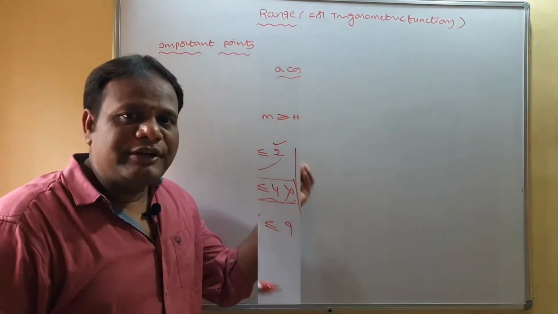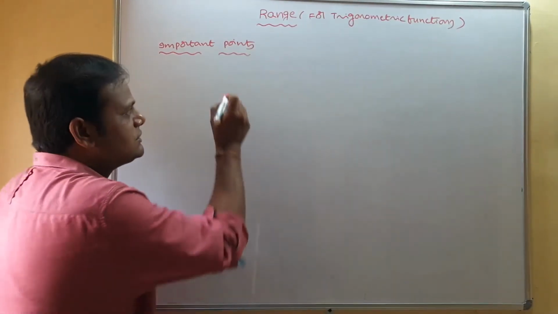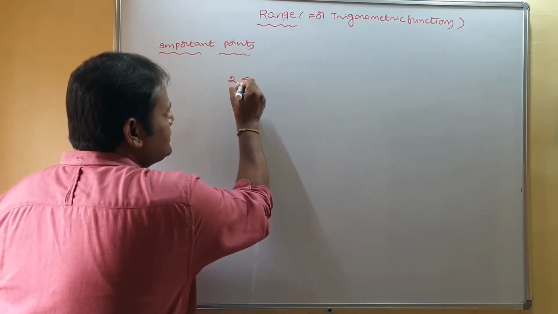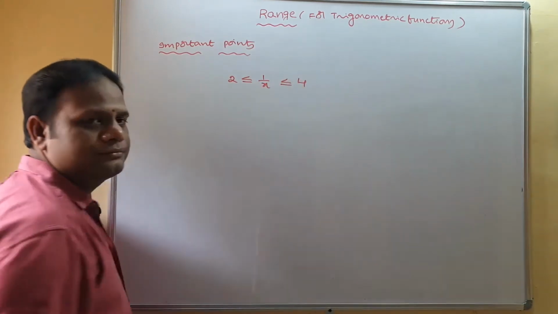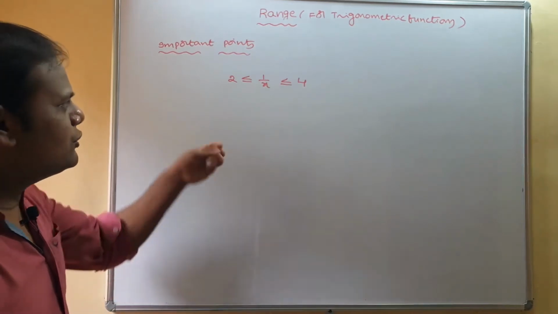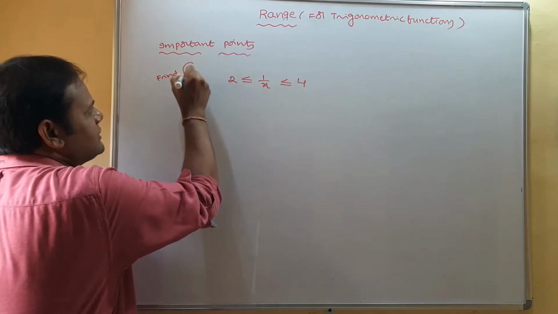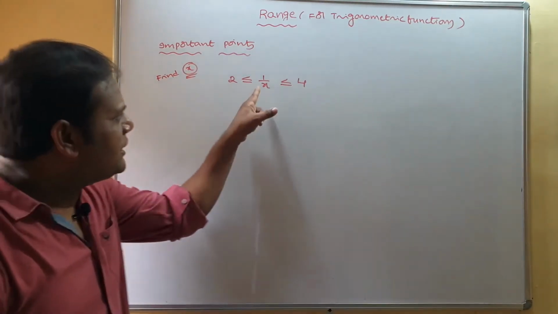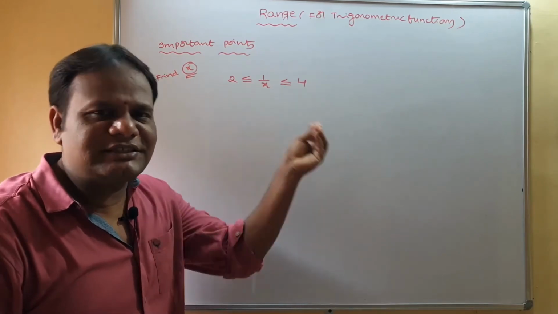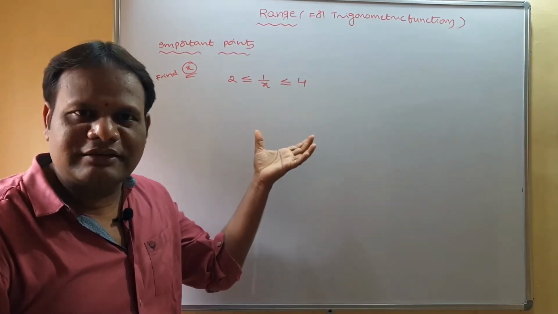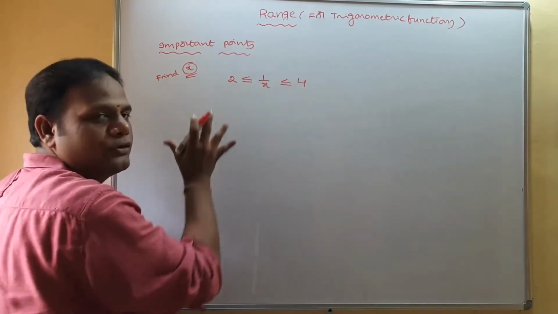Is it clear? Coming to the next point, that is, suppose while solving question you arrive at 2 less than or equal to 1 by x less than or equal to 4. Okay. You have to find x value. Find x values. Here we got 1 by x. Then what we do to get x? Just we take reciprocal to that, is it? So take reciprocal to all the values 2 to 4 between, right?